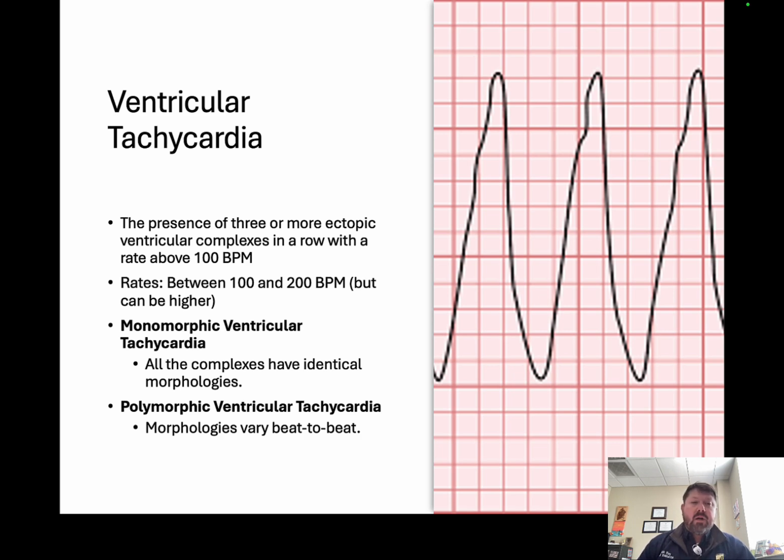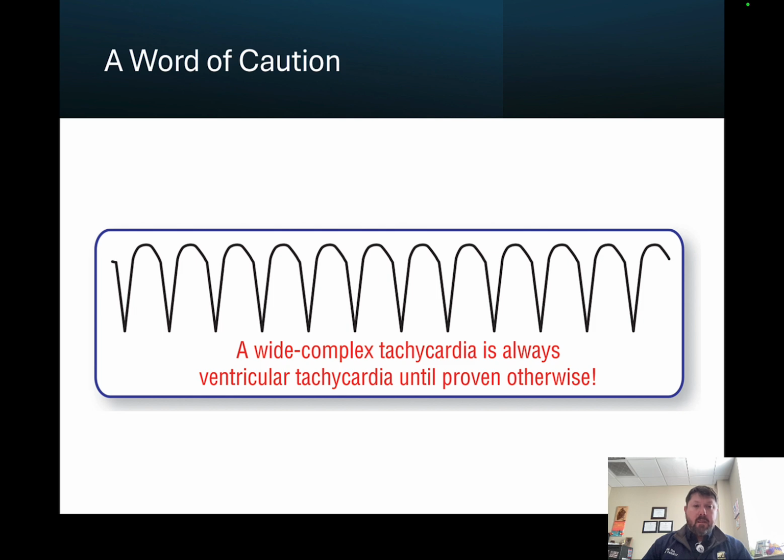The presence of 3 or more ectopic ventricular complexes in a row with a rate above 100, so that's going to be one of the key characteristics. The rates are usually between 100 and 200, but can be higher. You can have monomorphic ventricular tachycardia, where all the complexes look exactly the same, or you can have polymorphic ventricular tachycardia, where the morphologies vary from beat to beat.